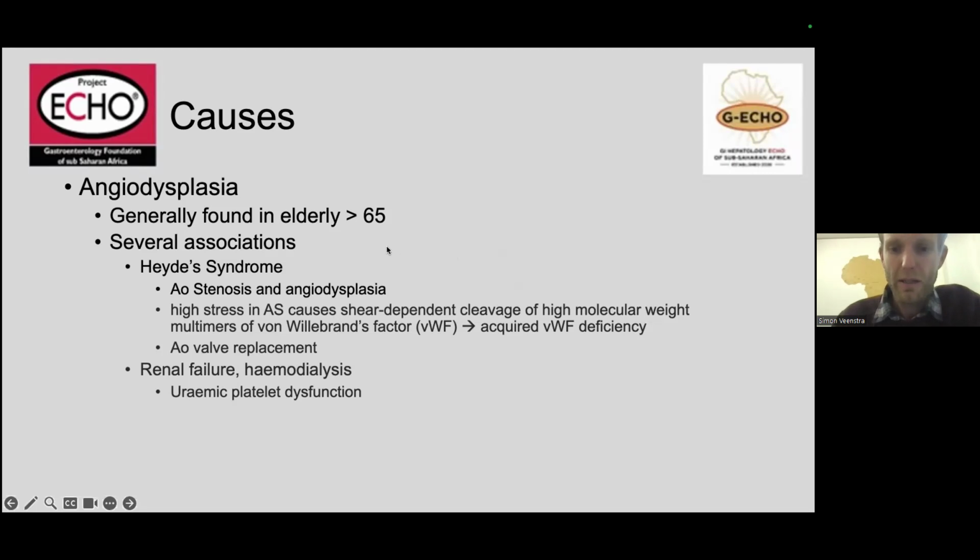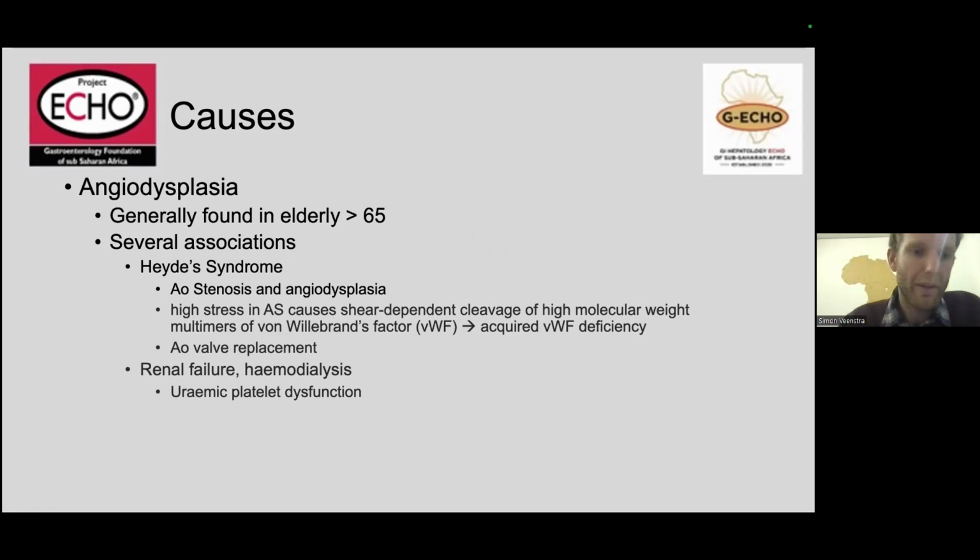And we know that von Willebrand's factor is required for platelet aggregation and stabilization. And so that results in these angiodysplastic lesions. From what I understand, there is some debate as to whether it's a causal association or whether these are just two conditions that occur as one ages. But in favor of the causal association is that once you replace the valve, these bleeding episodes and transfusion requirements are reduced dramatically. Other associations include renal failure and patients on hemodialysis, and this is thought to be as a result of uremic platelet dysfunction.